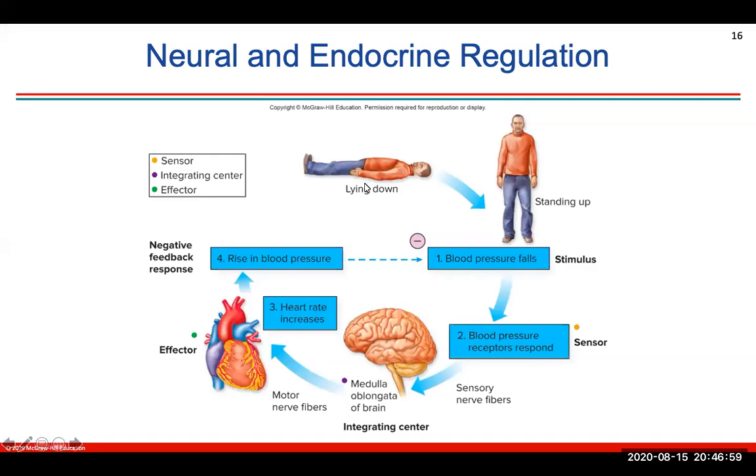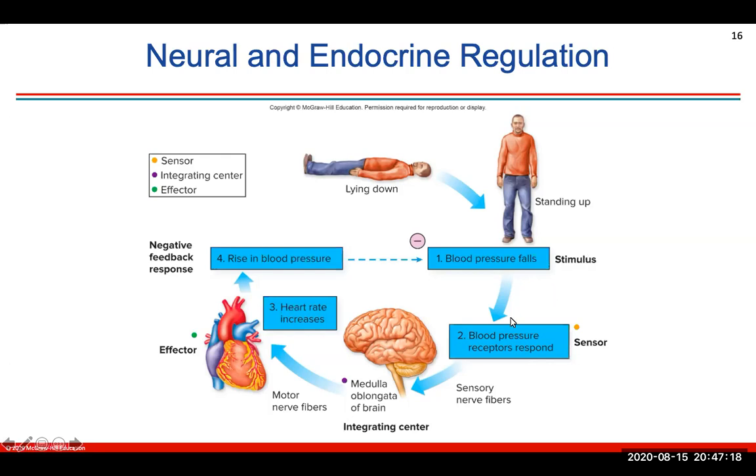If you're lying down and all of a sudden you stand up, you'll notice that your blood will rush from your head and pool at your ankles. And this will cause your blood pressure to fall. You might feel a little lightheaded. So that blood pressure falling will be a stimulus that your body perceives.